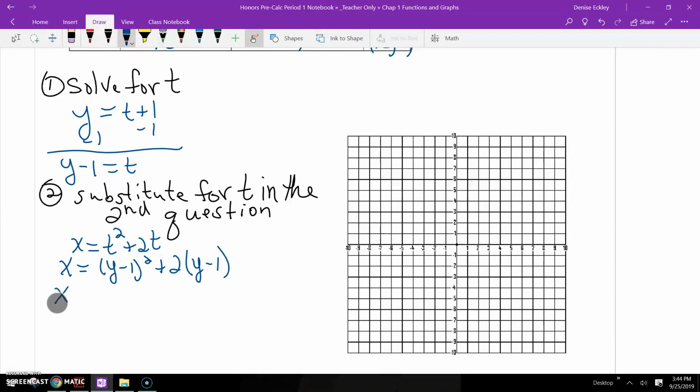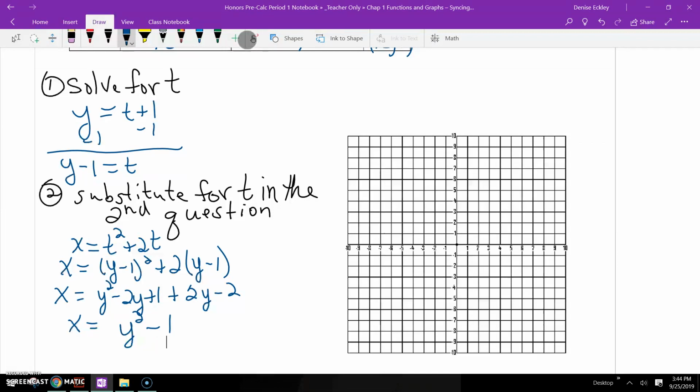Now I'm going to simplify this, so I'm going to expand y minus 1 squared, and I'll get y squared minus 2y plus 1, and then the other relationship is 2y minus 2. Simplifying, I get y squared, oops, I said y squared, but then I wrote a 2. I get y squared minus 1.